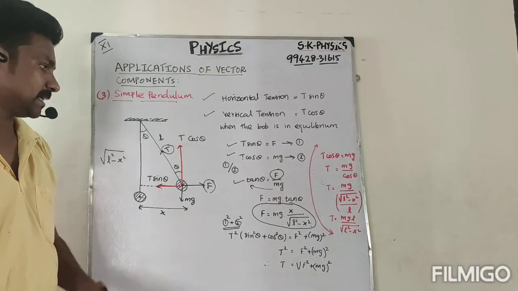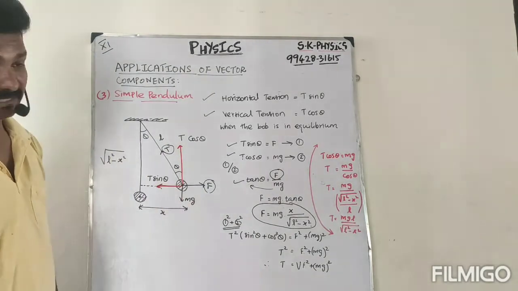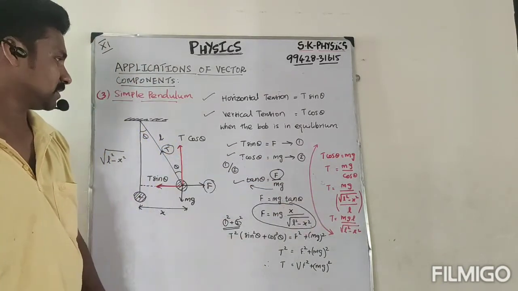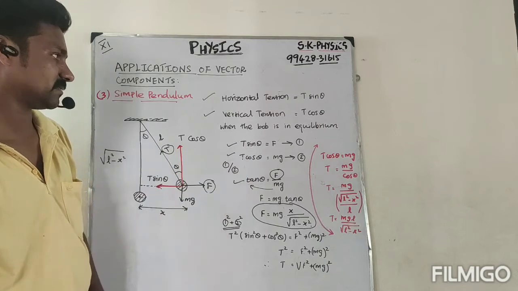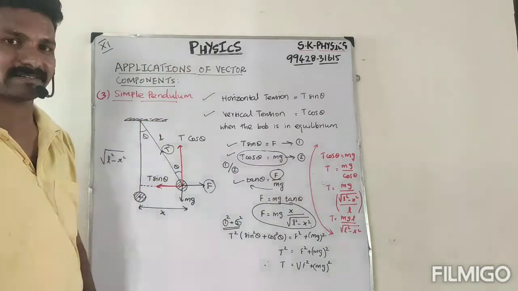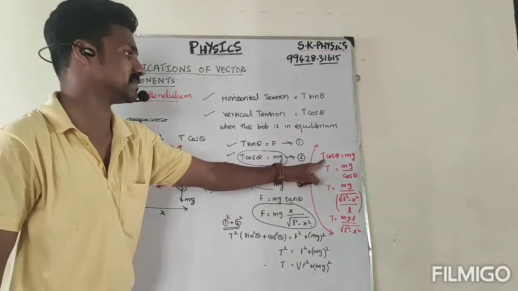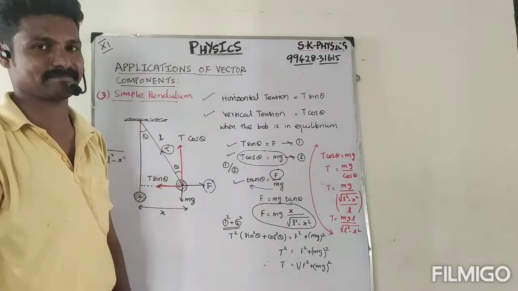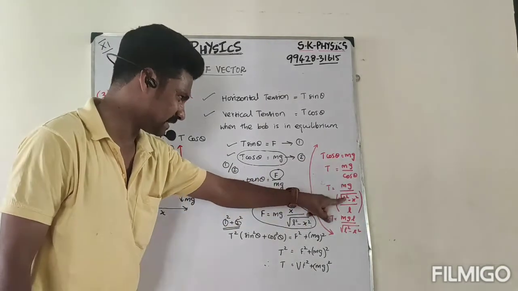Then the next one, the tensional force. Let's take any one equation for the tensional force. If I take the equation T cos theta equal to mg, I can use it. So T equal to mg divided by cos theta.